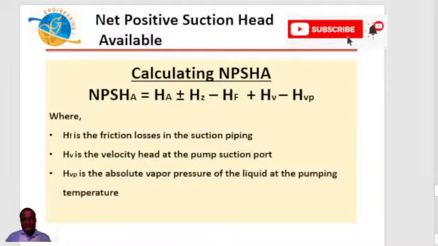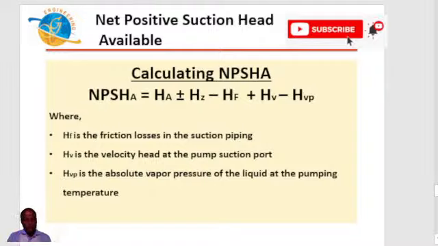Your HV is actually the velocity head at the pump suction port. It is also very important for me to mention that it often is not included. It can be ignored as it is normally quite small. So in some texts or online, you will see that your NPSHA will just be expressed as HA plus or minus HZ minus HF. The HV will be ignored because it's usually quite small.